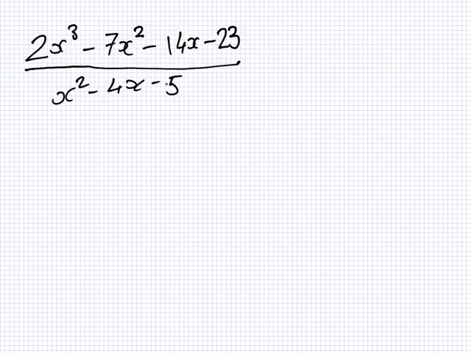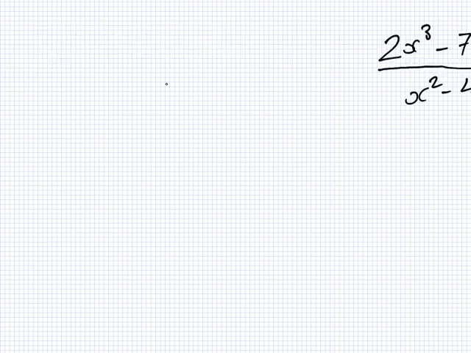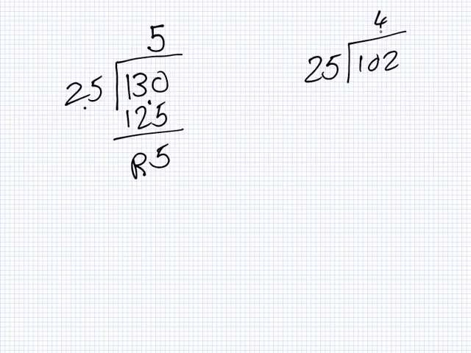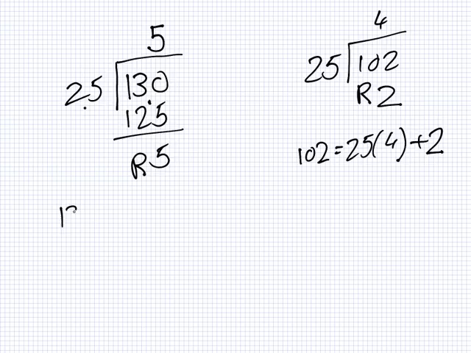Yep. So, before I show you what to do for these type of problems, let me give you a reminder of something from middle school or elementary school. How many times does 25 go into 130? 5 times. And that makes 125. And the remainder is 5, okay? Or for example, 102, that goes 4 times, and remainder 2. But what you can do in both of these cases is say 102 equals 25 multiplied by 4 plus 2. And likewise here you could say 130 is 25 multiplied by 5 plus 5.